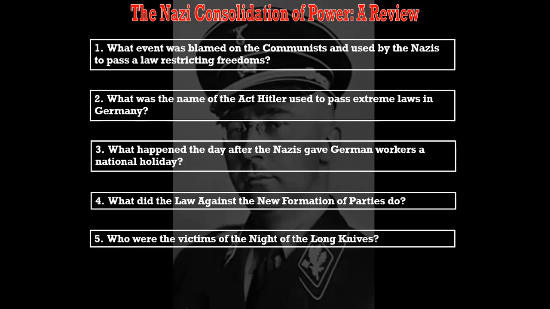What happened the day after the Nazis gave German workers a national holiday? You are, of course, correct. They shut down the trade unions. That was the 2nd of May 1933. What did the law against the new formation of parties do? Well, it was passed in July 1933. Extra marks if you got that one. I think it was the 27th. It meant that no new parties could be formed in Germany and essentially created a one-party state. If you said that it just left the Nazis in charge, that's a perfectly acceptable answer.